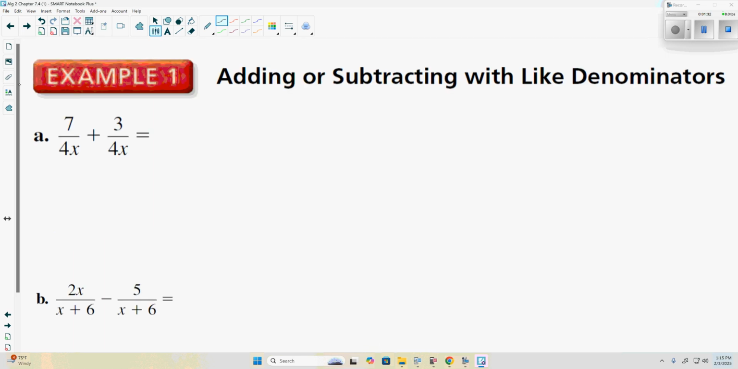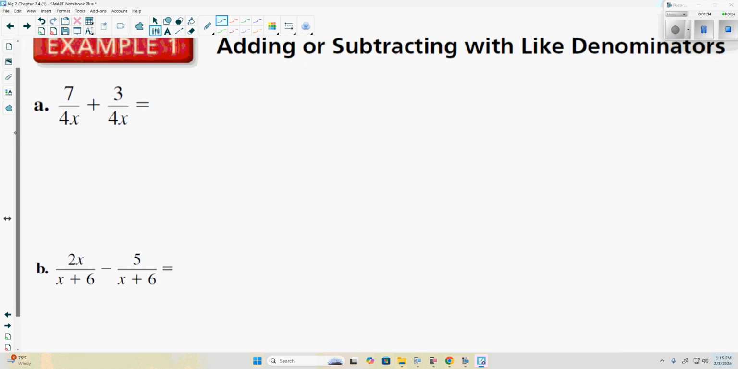All right, guys, let's focus in here. So is it going to be 4x or 10 over 4x? So we have 7 over 4x plus 3 over 4x. So since the denominators are the same, we can add the numerator, 7 plus 3 over 4x. Well, 7 plus 3 is 10 over 4x.